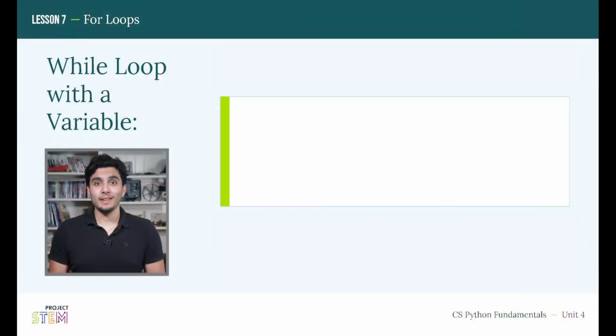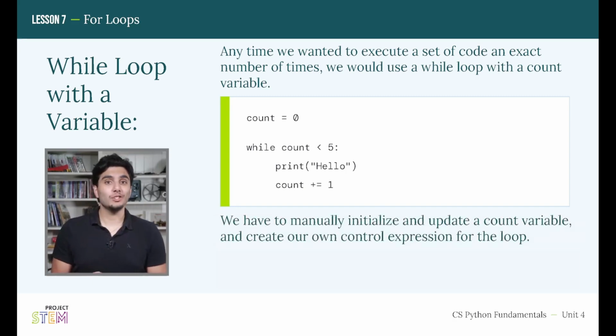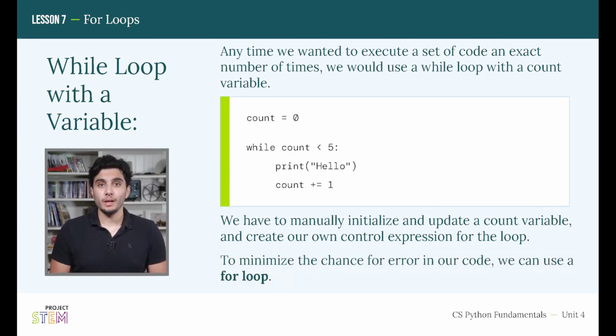To recap, anytime we wanted to execute a set of code an exact number of times, we would use a while loop with a count variable. Something like this, where we have to manually initialize and update a count variable and create our own control expression for the loop. The more things we need to remember to do in our code, the greater the chance of an error. And since this kind of loop is so common in programming, there's another type of loop, the for loop, that's designed to help make this a lot easier.